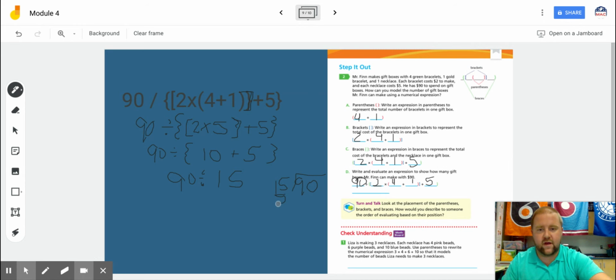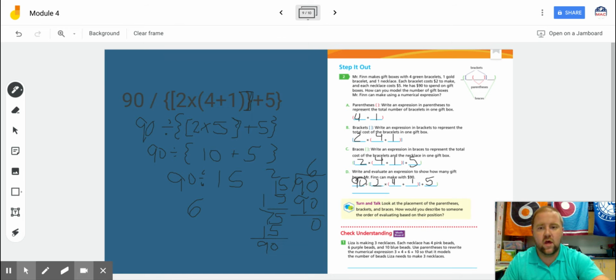So I say 5 times 15 gives me 75. So let's try one more 15. If I add on that 15, that gives me 90. So I had 5, and then one more makes 6, and that gives me my 90. Okay, so when I subtract, my answer for this problem would be 6. Okay, so then when I look at the question again, it says, how can you model the number of gift boxes Mr.